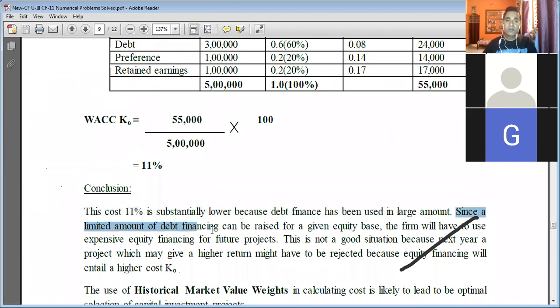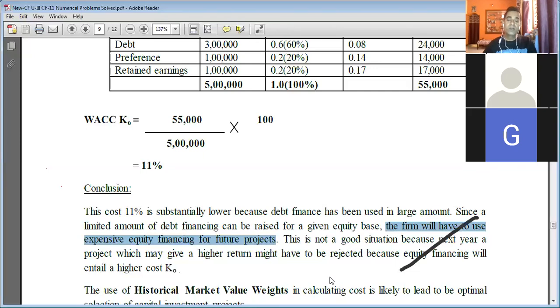Since a limited amount of debt financing can be raised for a given equity base, to prevent firms from entering into financial risk, there are laws which prohibit or limit the amount of debt financing for a given equity base. Whatever the base of equity is, debt can be raised only up to a certain extent, but not beyond that limit. So the firm will have to use expensive equity financing for future projects.